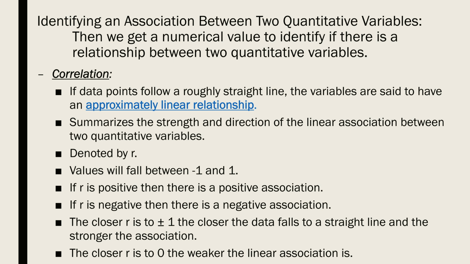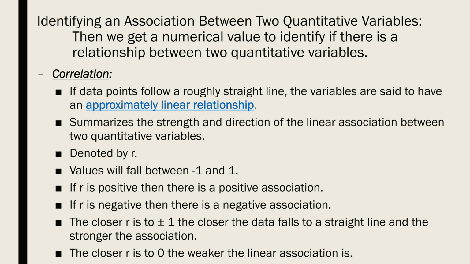The next concept we need to learn is correlation. If data points follow a roughly straight line, the variables are said to have an approximately linear relationship. Correlation summarizes the strength and the direction of the linear association between two quantitative variables. Correlation is denoted by r. Correlation values will fall between -1 and +1.